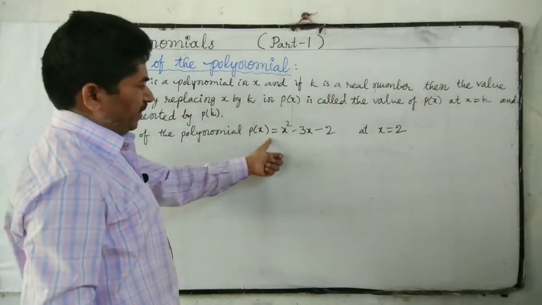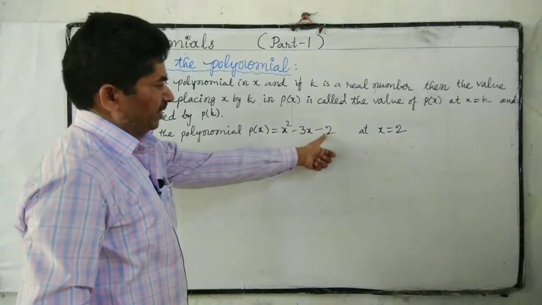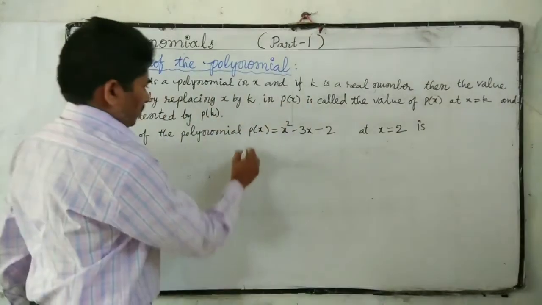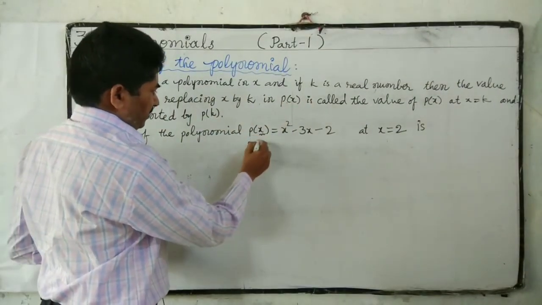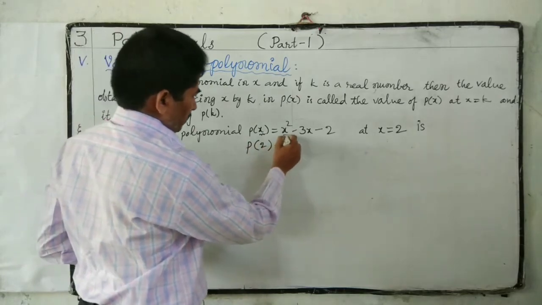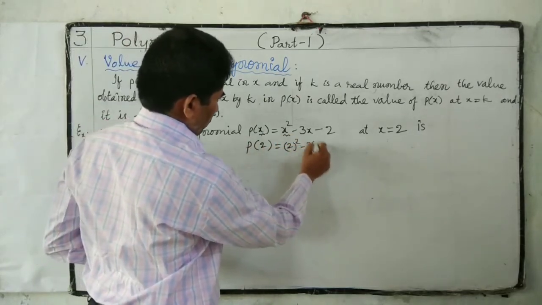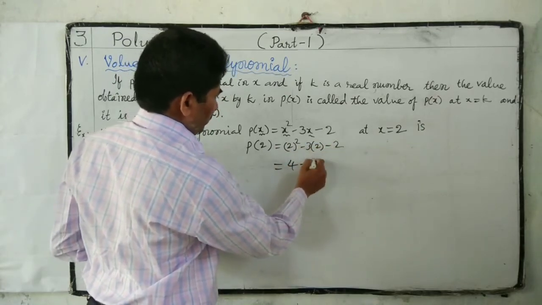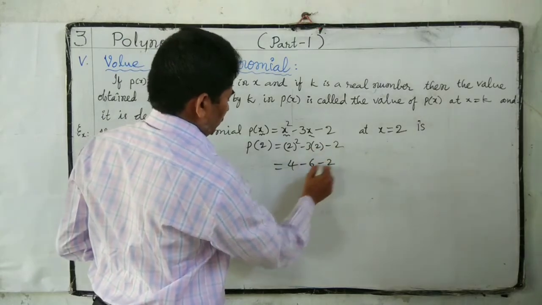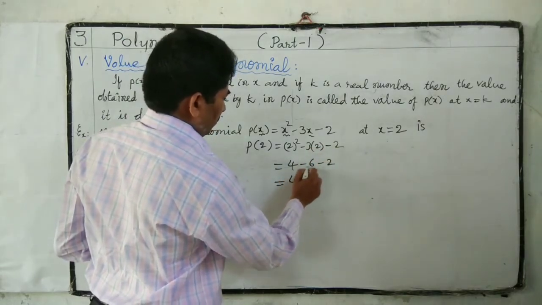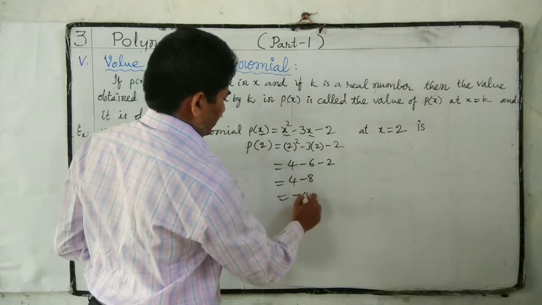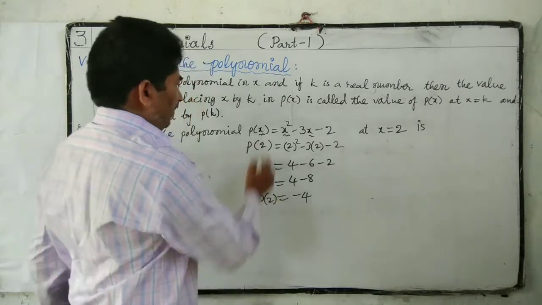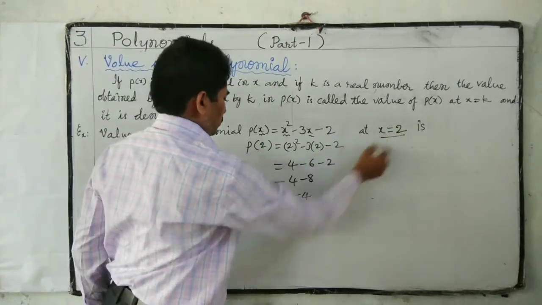Value of the polynomial p of x is equal to x square minus 3x minus 2 at x is equal to 2: we have to substitute 2 in place of x. 2 squared is 4, 3 times 2 is 6, minus 2. So 4 minus 6 minus 2. This is the value of p of x at x is equal to 2.